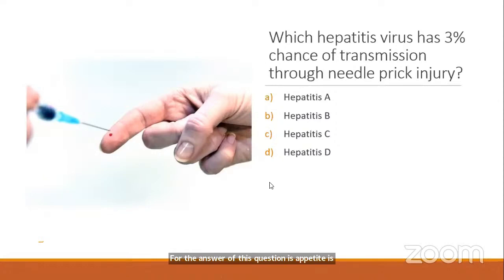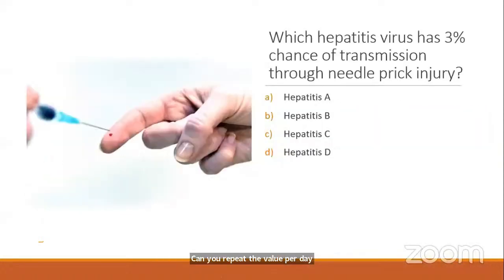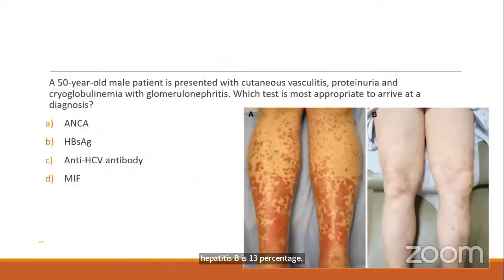Can you repeat the percentage values again, sir? I didn't get you, Dr. Roshni. Yes, HIV is 0.3 percent, HCV is 3 percent, and hepatitis B is 30 percent. Is this one? Is it this one? Cryoglobulinemia you want? Yes, it is actually HCV infection. So naturally, the answer for that will be anti-HCV antibody.